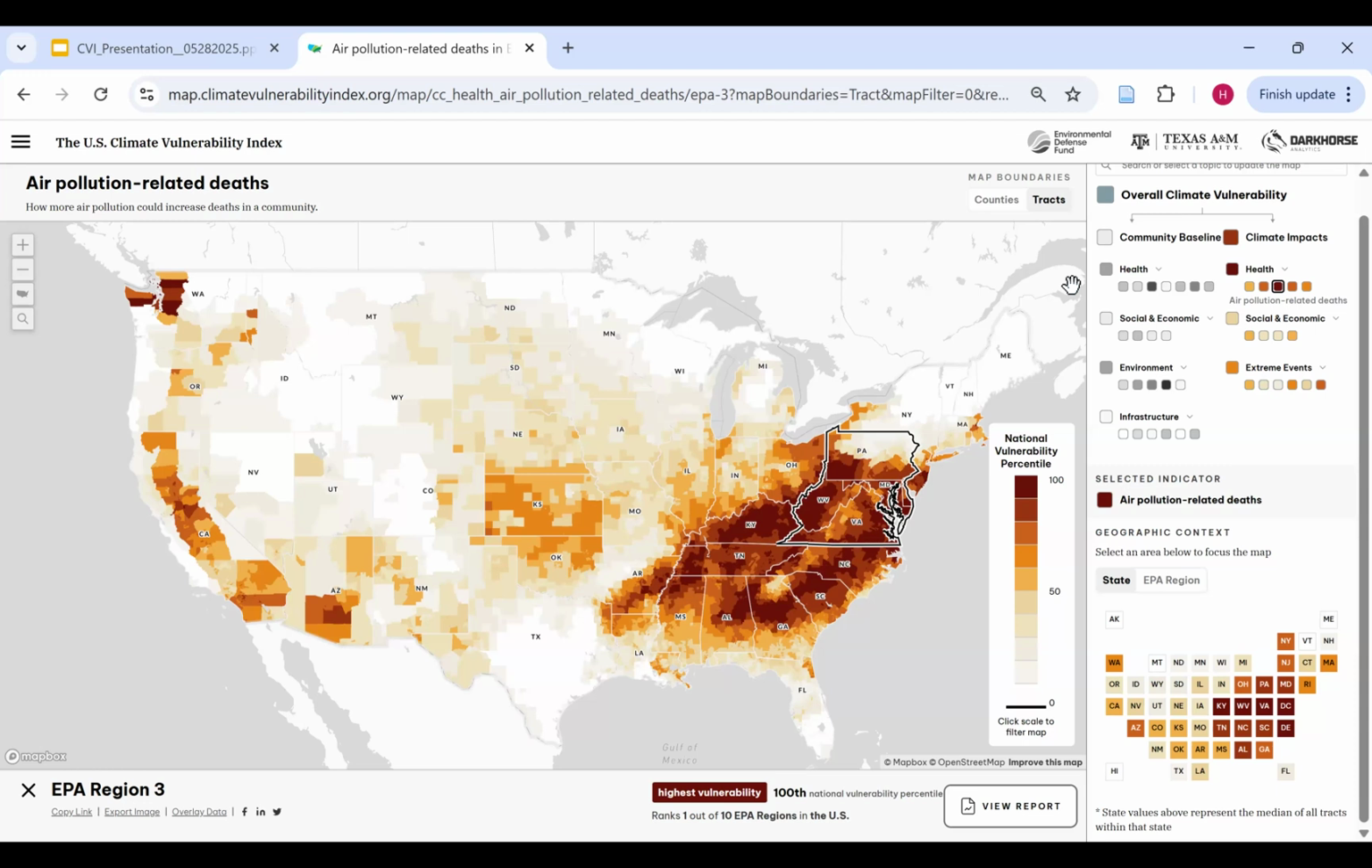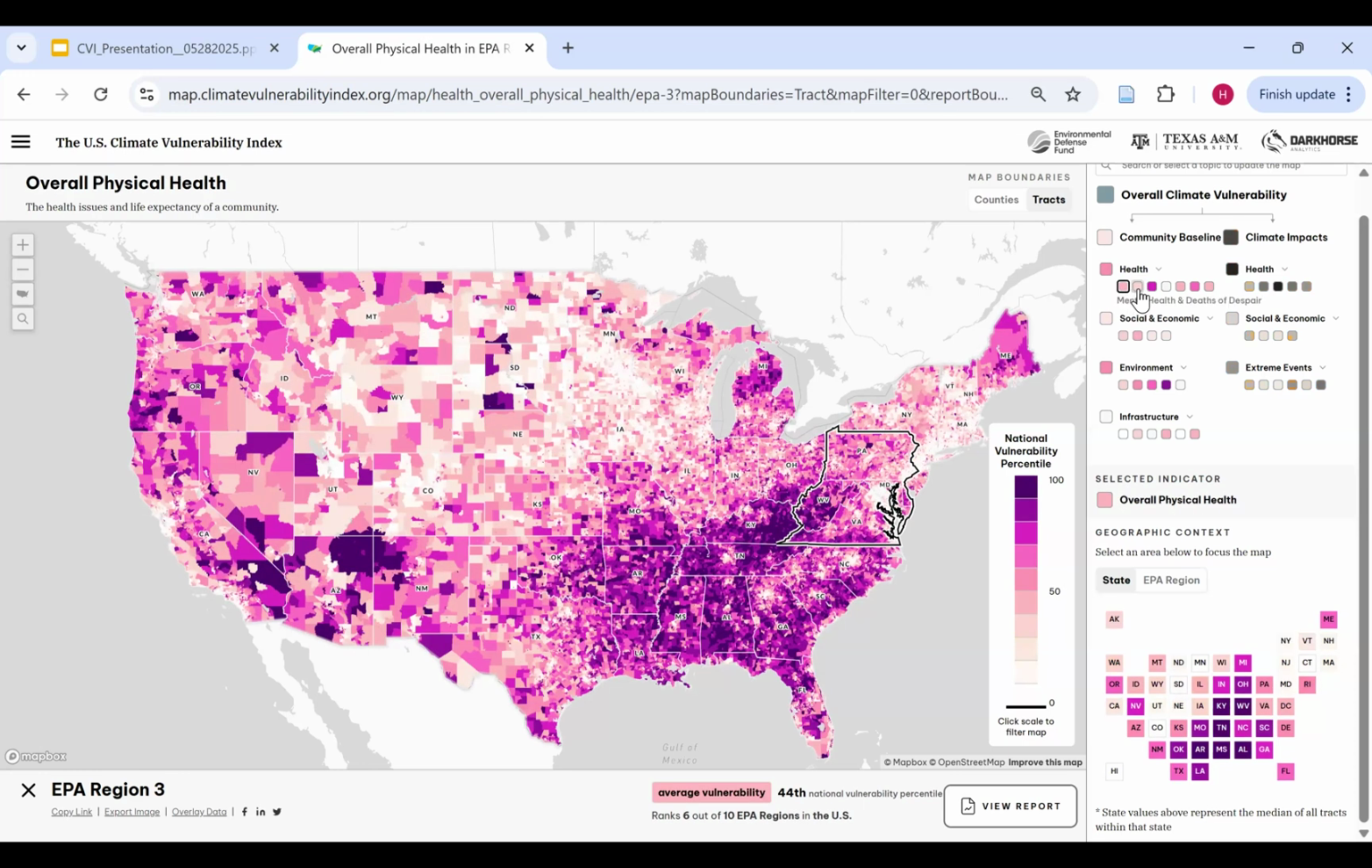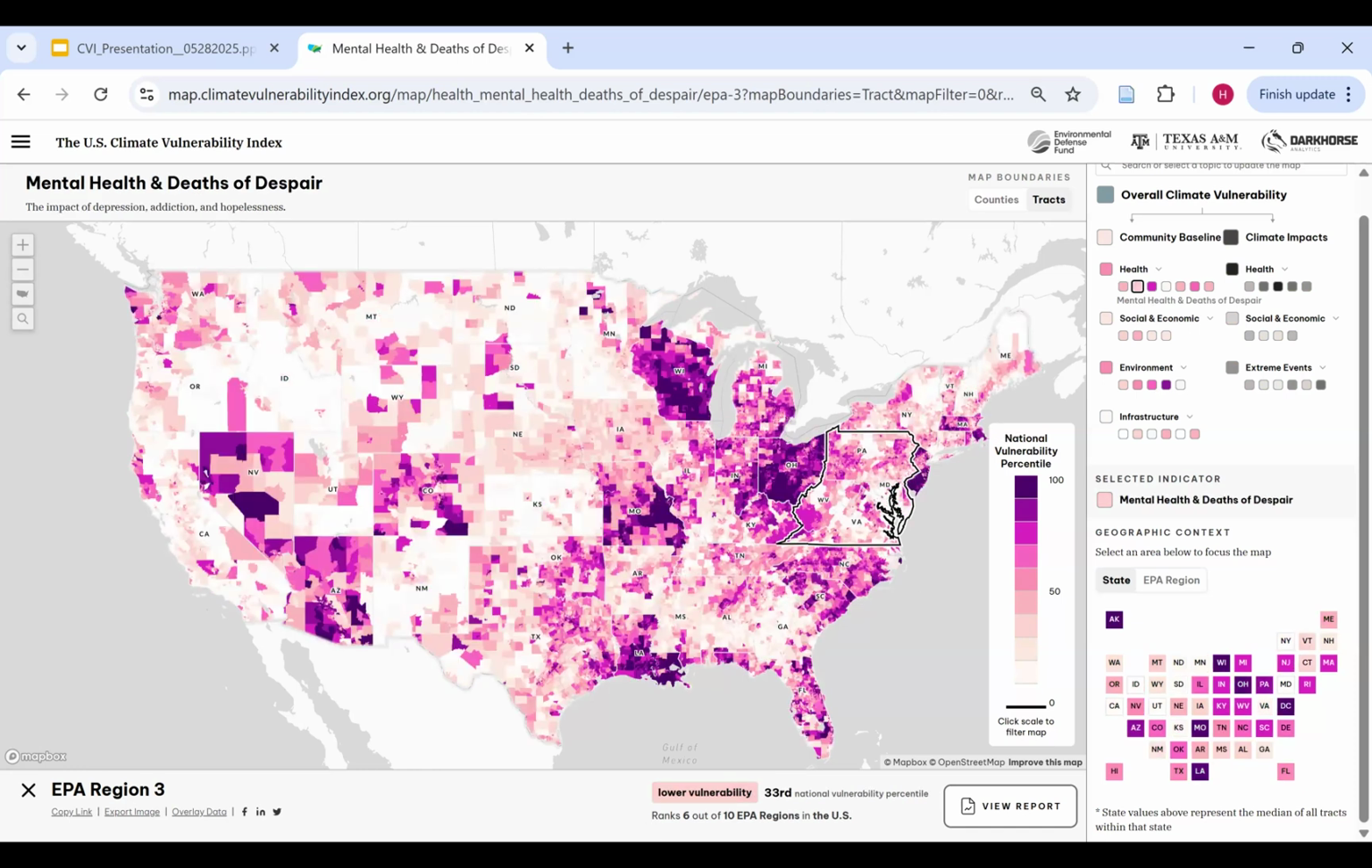You showed the pink screen with mental health and deaths of despair. I was wondering, it's under health, what the definition was. Oh, mental health? Yeah, this one. Okay, so the mental health, give me 1 minute. It says at the top, the impact of depression, addiction, and hopelessness. So I will go to the list. Yeah, what is the data? Where does the data come from?